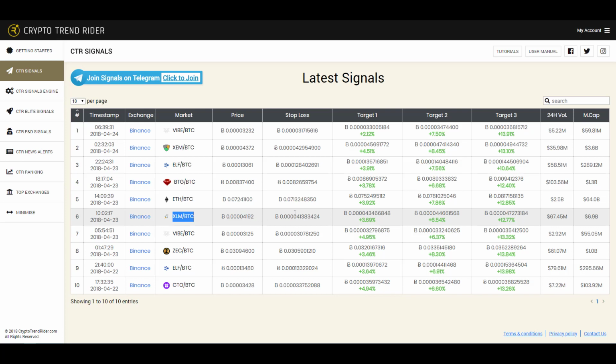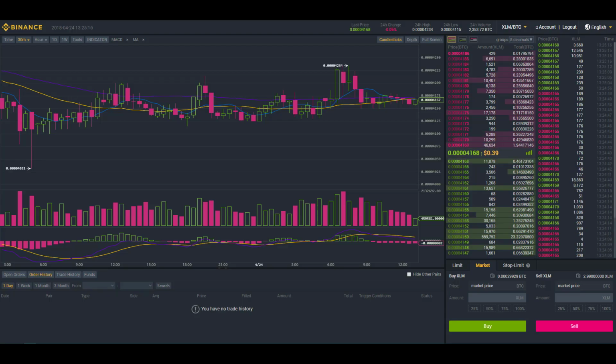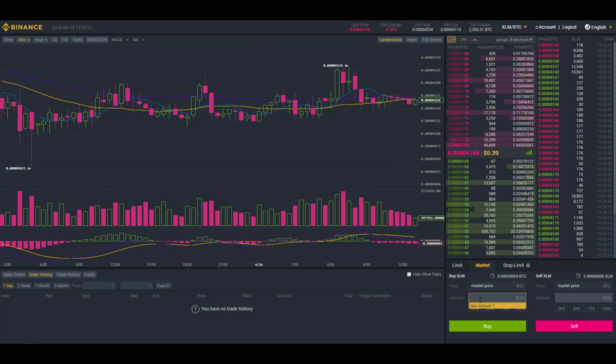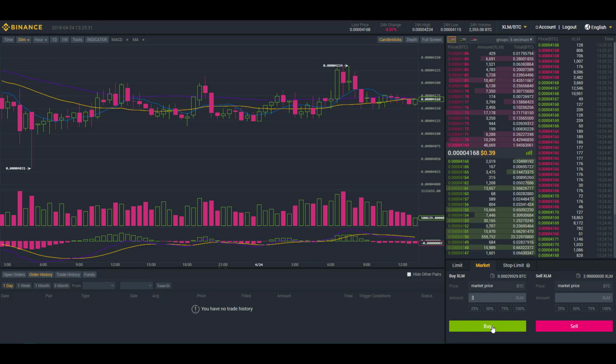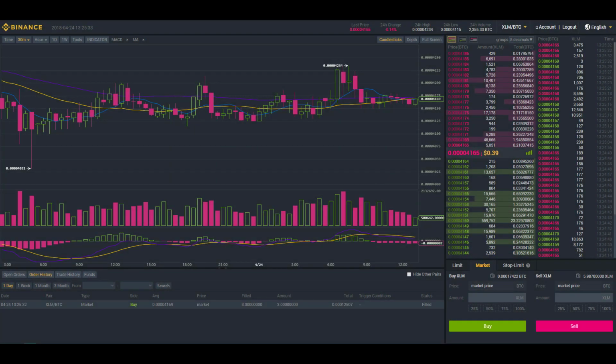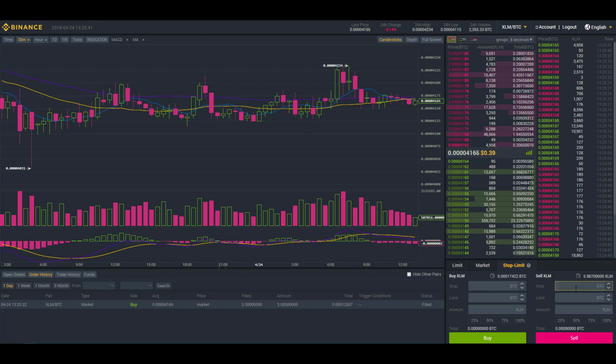Now what it says is I can use this stop loss value for safety. So when I place a bet, I'm gonna buy some. Let's go to market. Let's use 50%. I'm gonna buy 3 XLMs. Cool. And now I'm gonna place a stop limit.